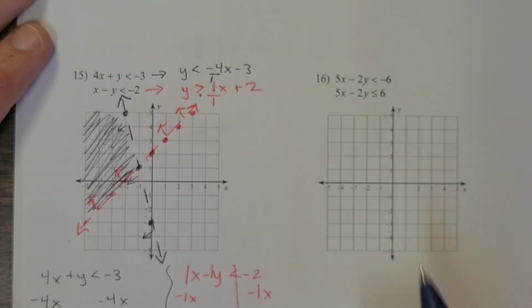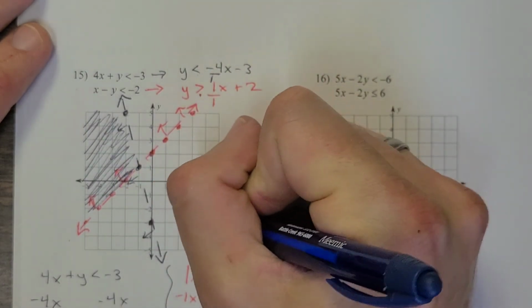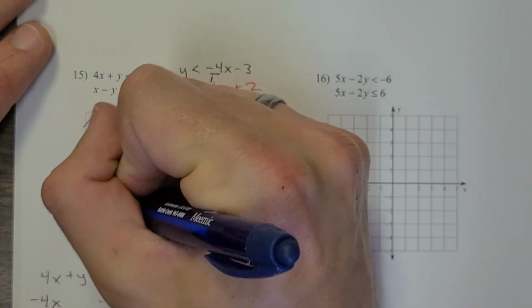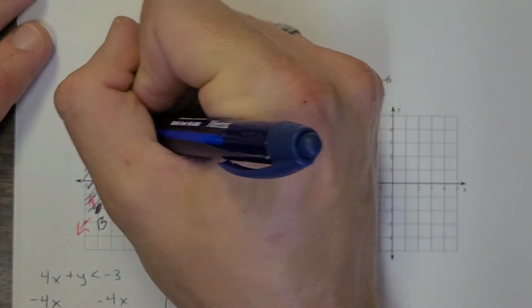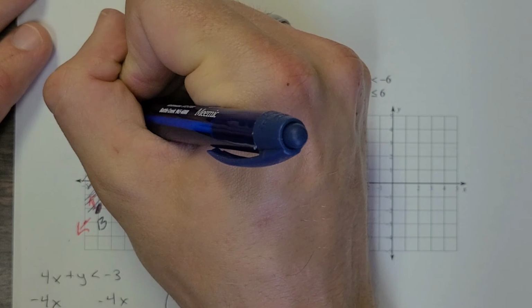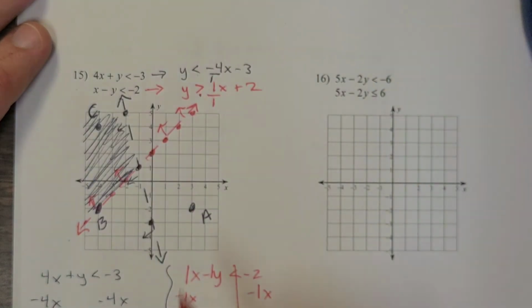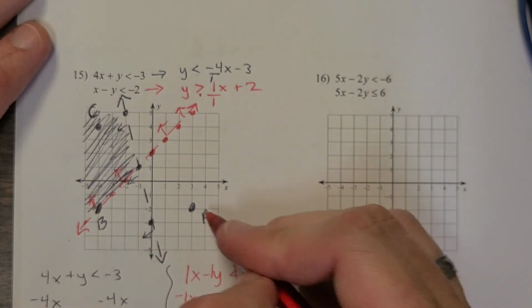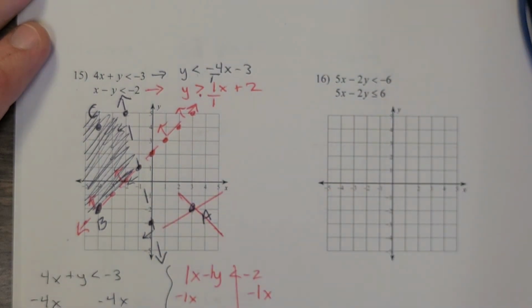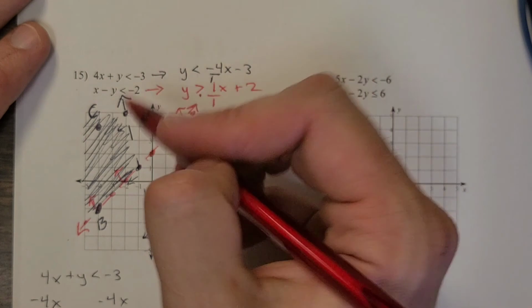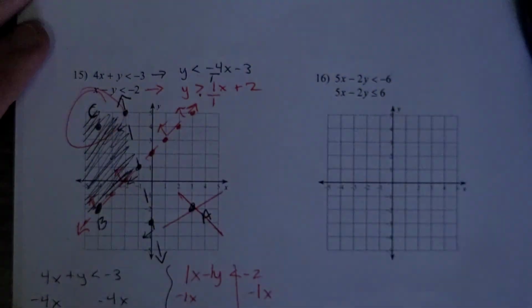Okay, then I could ask you a bunch of questions. Like I could call this point A. Let's call this one right here point B. And then let's call this one right here point C. And I could say, of those 3 points, are any of them solutions to the system? Hopefully, A, you could say, not in the commonly shaded area, not a solution. Then hopefully you could say, C, yes, in the commonly shaded area.